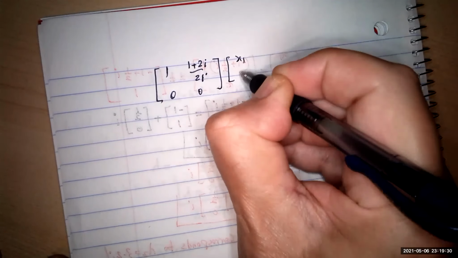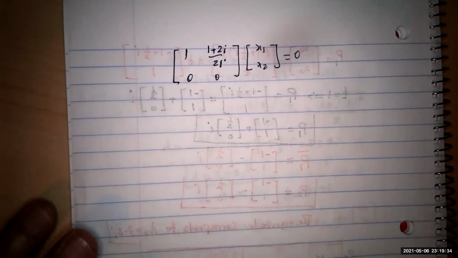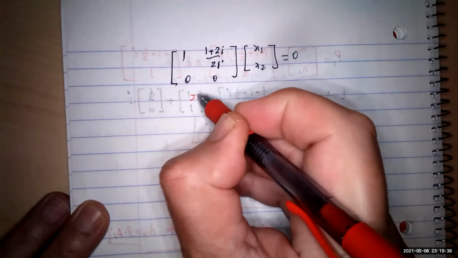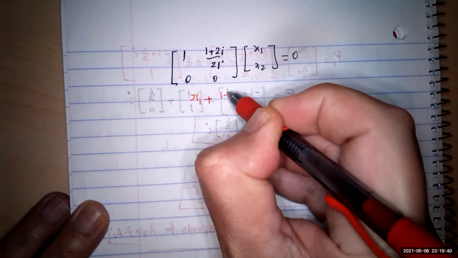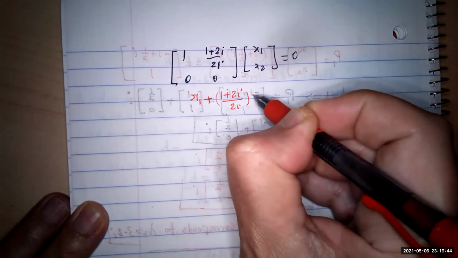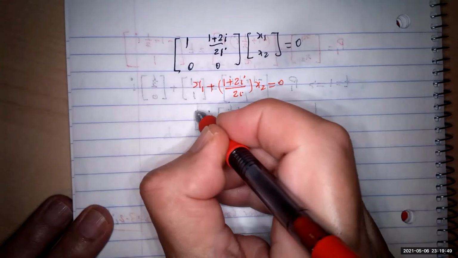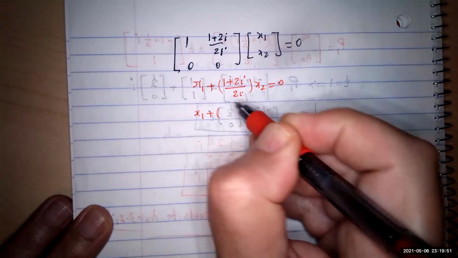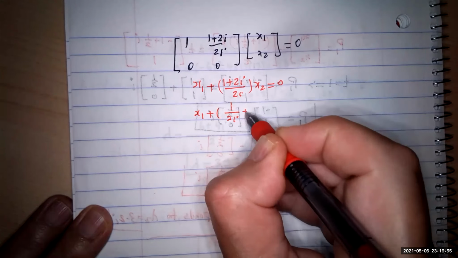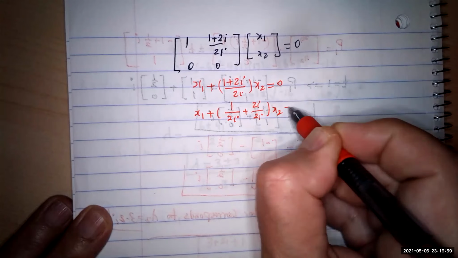So eventually I got a dependent system. From the first one, we get x1 plus (1 plus 2i) over 2i times x2 equal to 0. If you break it, you will see that you got the first thing that I did. You break it into 1 over 2i plus 2i over 2i times x2.